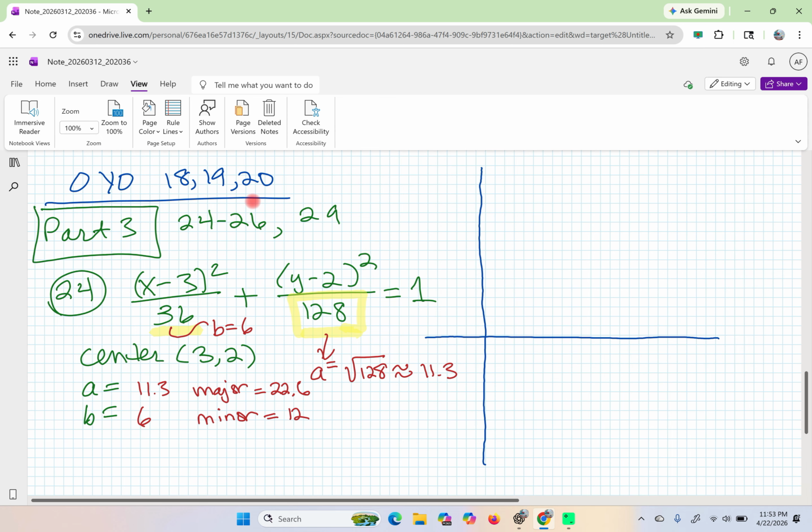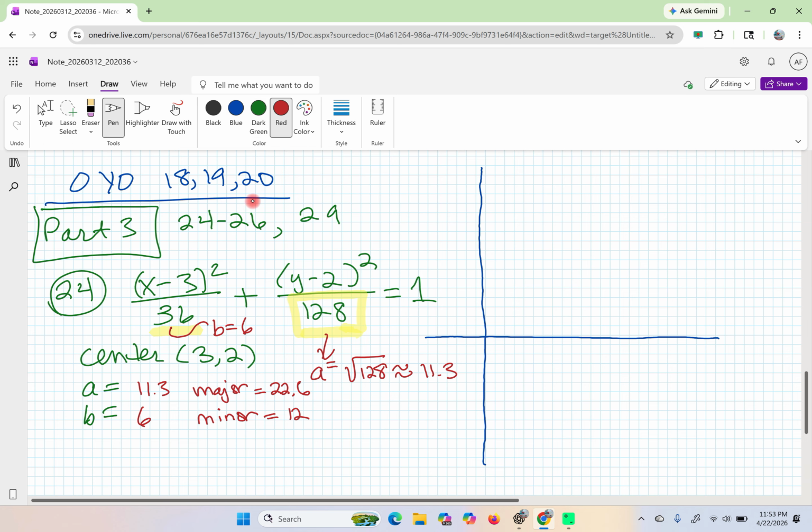Can I make this smaller? Ooh, look, that's nice. It's kind of still there already. All right, so our center is at 3, 2. And it's vertical, so that means that A goes up. It goes up 11.